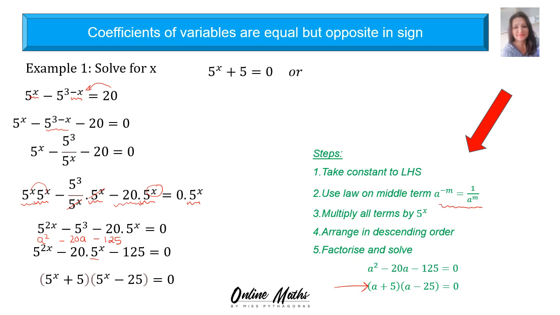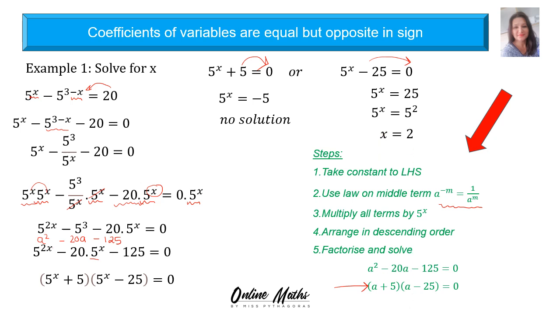Then we can split it into 5 to the x plus 5 is 0 or 5 to the x minus 25 is 0. And then you can take this 5 across and it becomes 5 to the x is minus 5, which is no solution. And then this one on the right, you take the minus 25 to the right-hand side. It's 5 to the x is 25. You factorize the 25, you get 5 squared, and then bases are the same, therefore they fall away, and x is equal to 2.